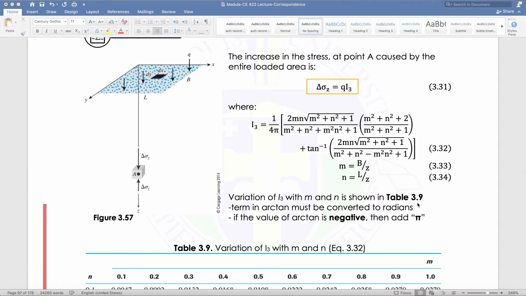So, again, for this case, we can have two solutions. We can use the equation and we can use the table. So, the term of arctan must be converted to radians. So, for the equation method, arctangent here must again be equivalent to radian. Now, if the value of the arctan is negative, then we simply add pi. So, we need to solve this first. Pag lalabas yung negative, then we add pi to make it positive.